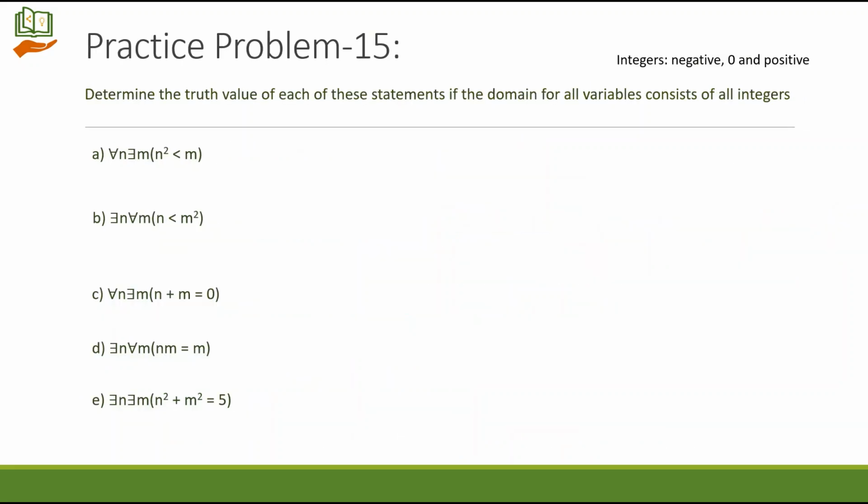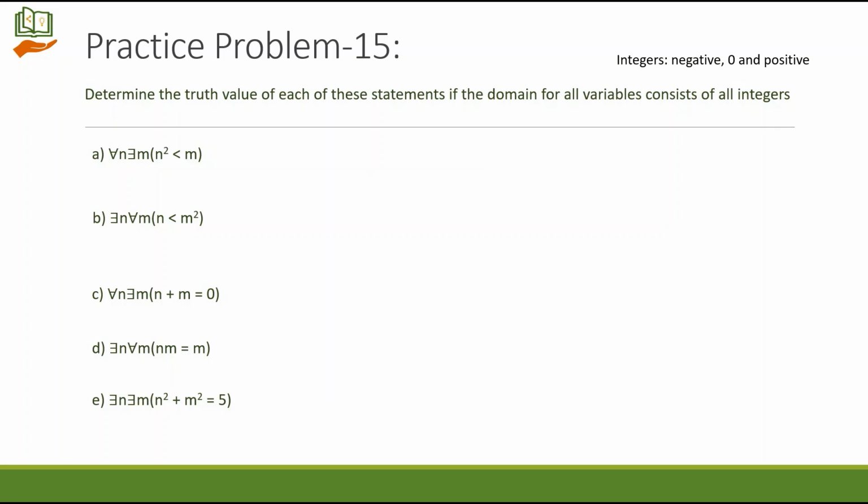Next question. Determine the truth value of each of these statements if the domain for all variables consists of all integers. So when we say the domain is integers, we have to consider 0, the positive numbers and the negative numbers alone. So let's start. We say for all values of n, there is an m. So for every n, there is an m such that n square is less than m.